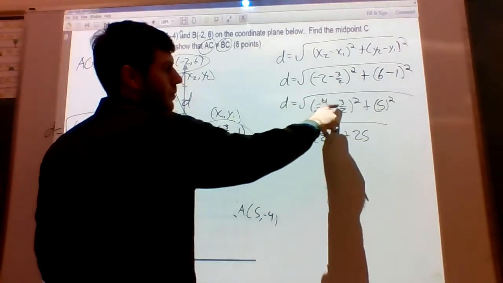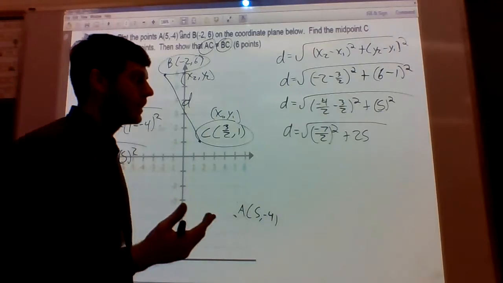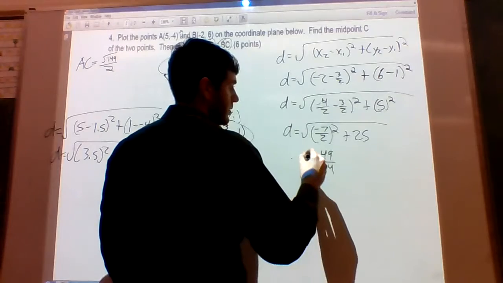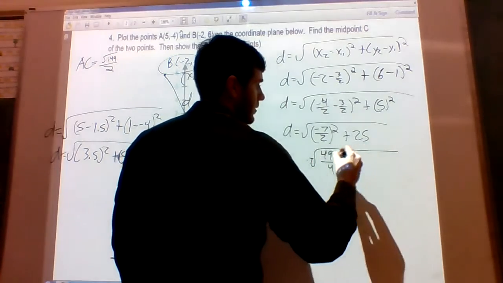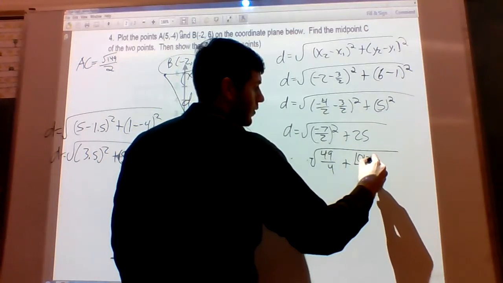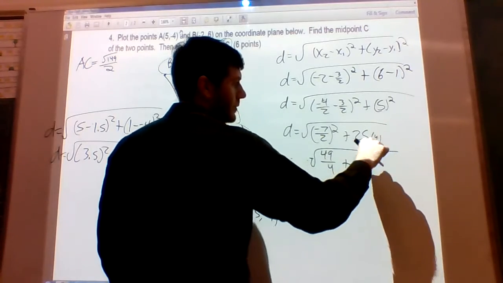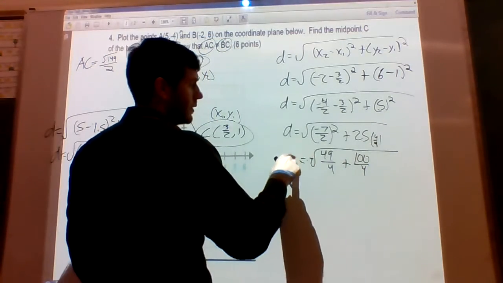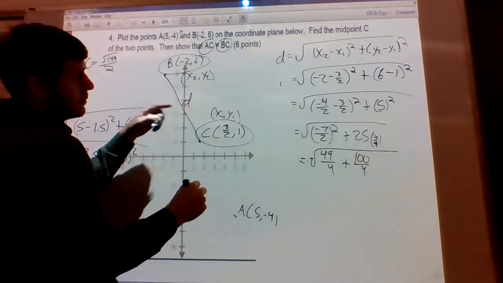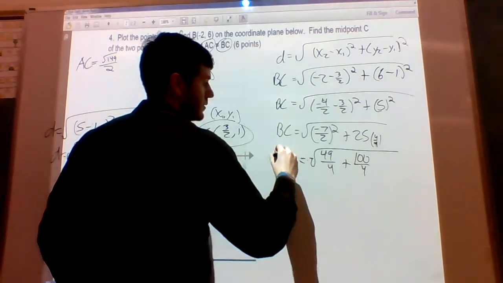We did negative 4 minus 3 is negative 7. Negative 7 squared is going to be 49. 2 squared is going to be 4. Common denominator here, so we're going to have 100 over 4. We want to multiply this one by 4 over 4 to get our common denominator of 4. And again, I keep putting d, but because we labeled it d, let's just call it BC, the distance between B and C.